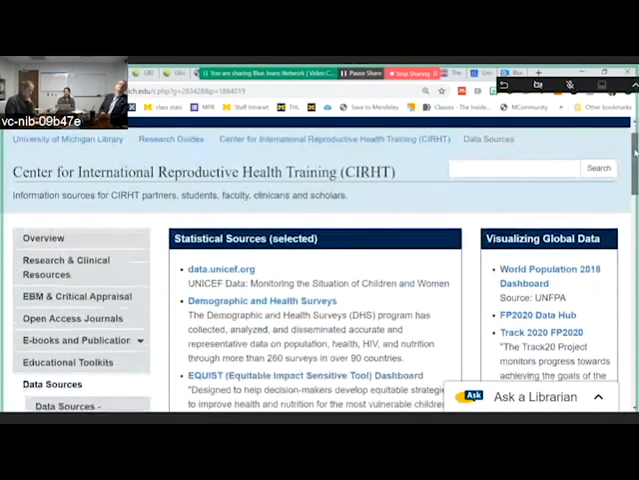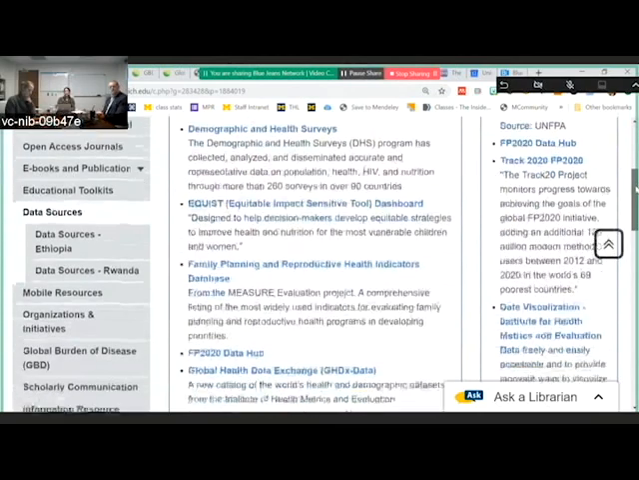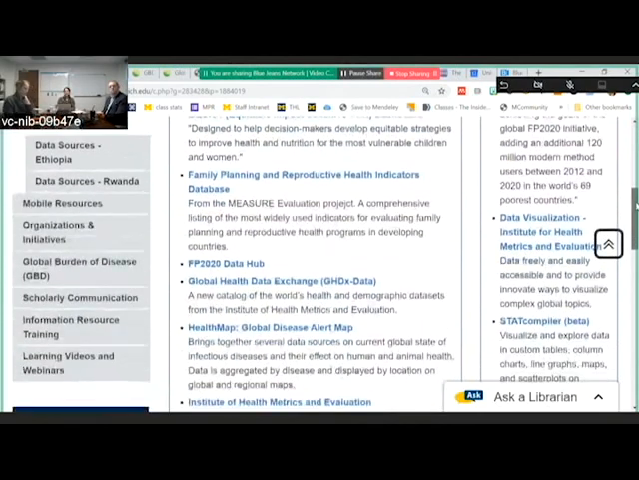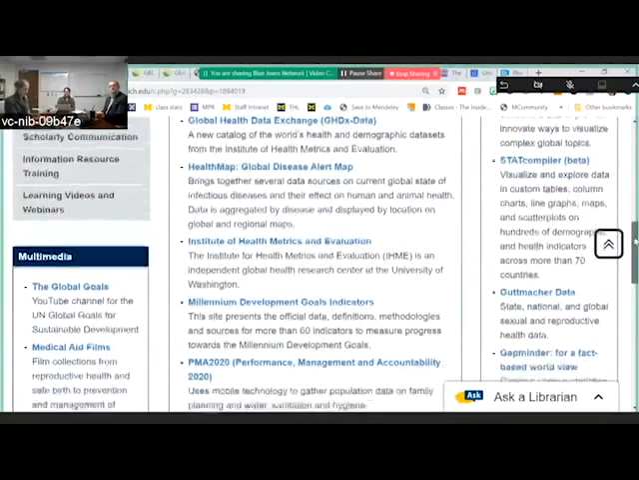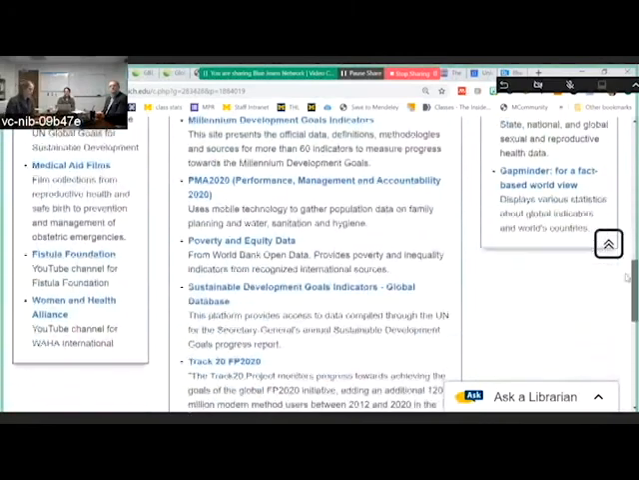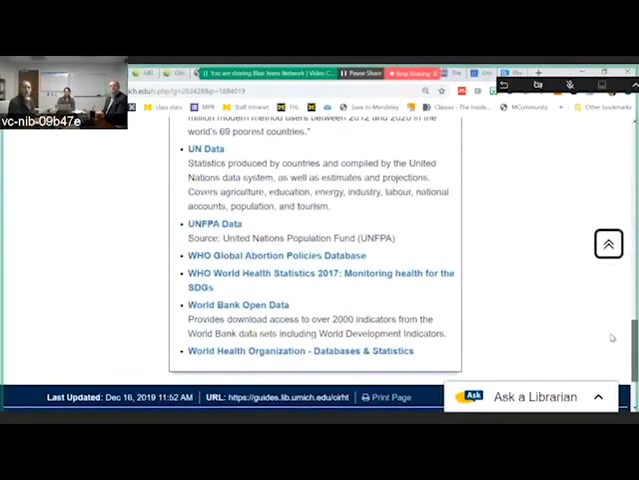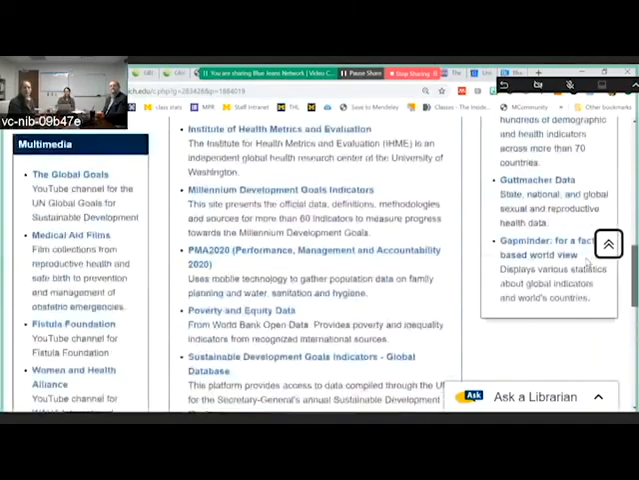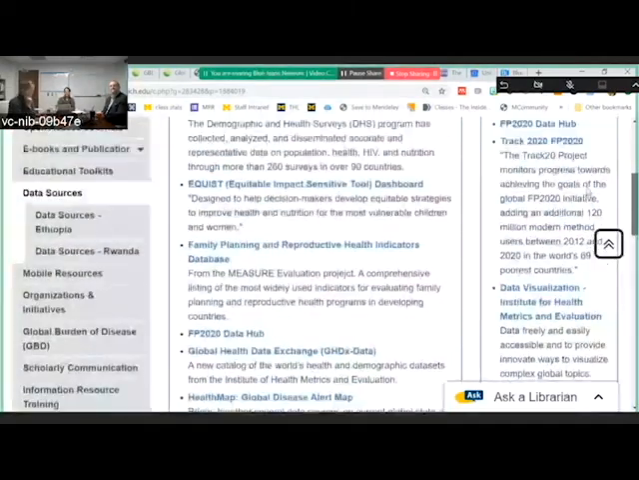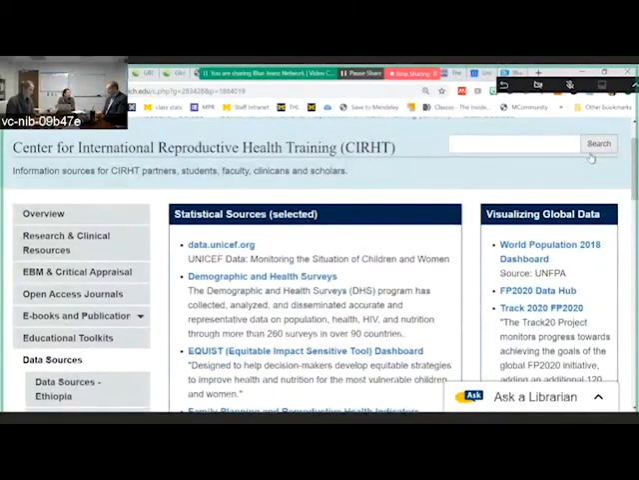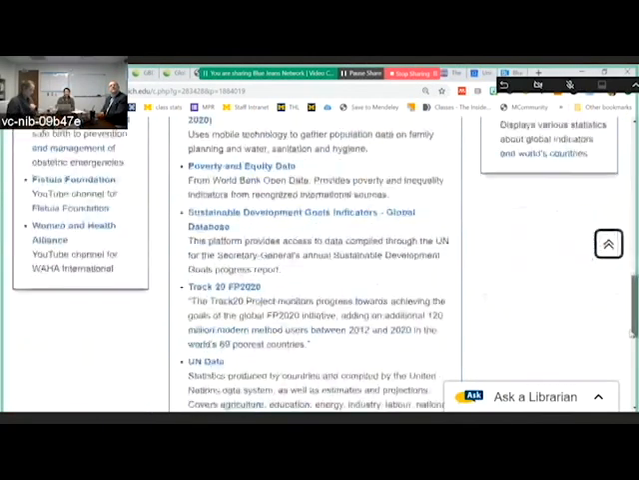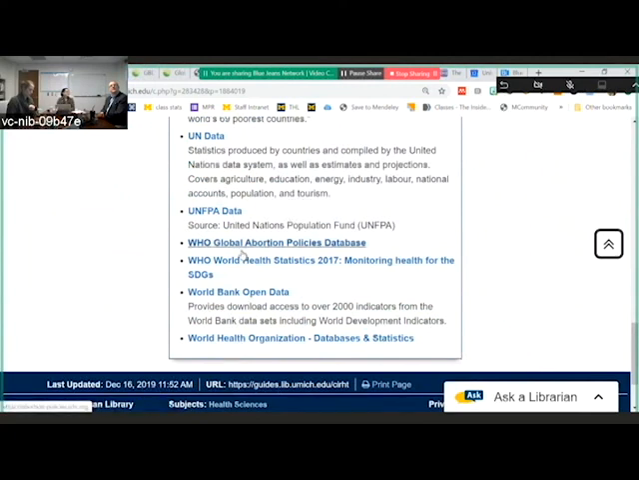So here's the data sources page I was working through, and you'll see a lot of you see Equist here, you'll see IHME, and some that I also did not cover. Is the abortion policies database, where is that? Yes, it is. Which one is that? So I put most of this alphabetically. So it's at the very bottom because it's the WHO. Oh, there it is. It's an alphabetical list. Got it. Yes. WHO Global Abortion. Yes.